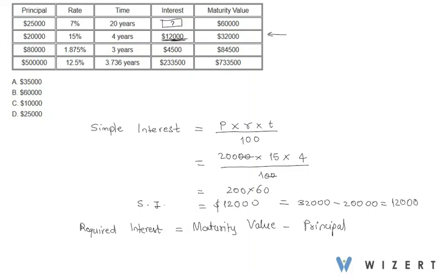So here also we can use 60,000 minus principal, that is 25,000, which is equal to $35,000. So answer is option A.